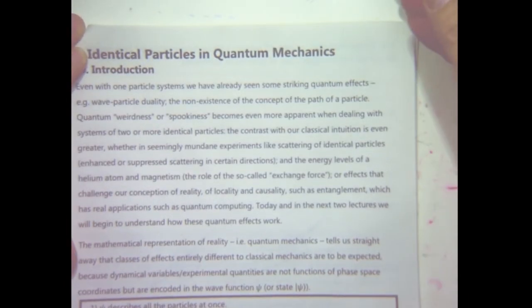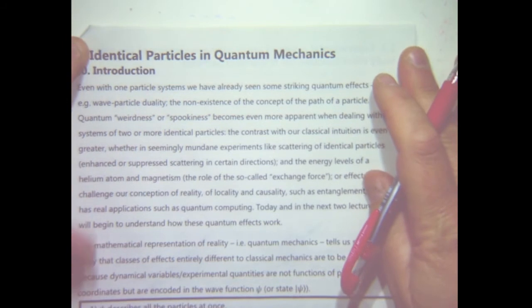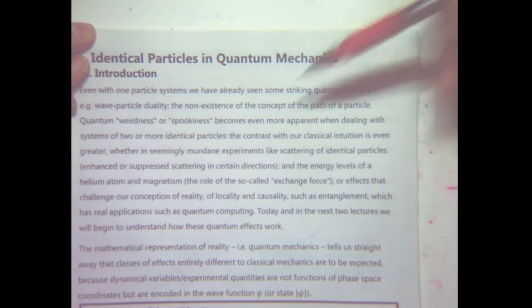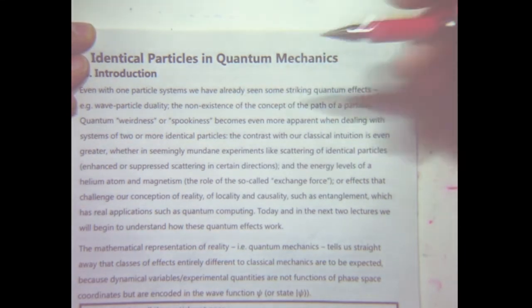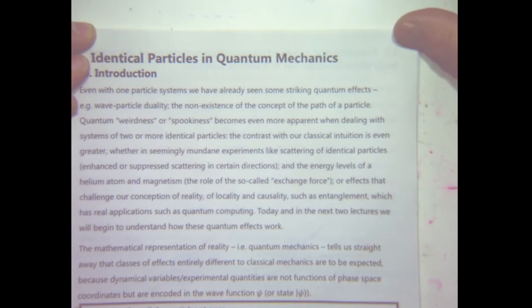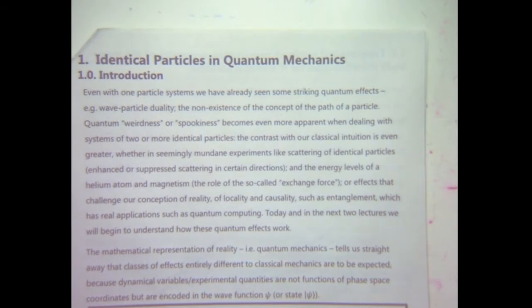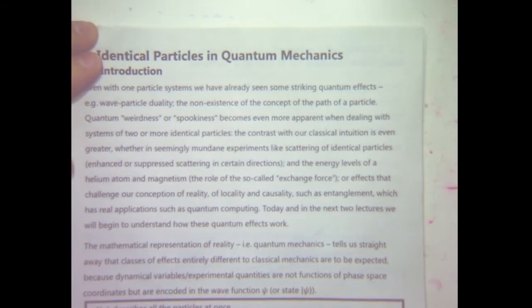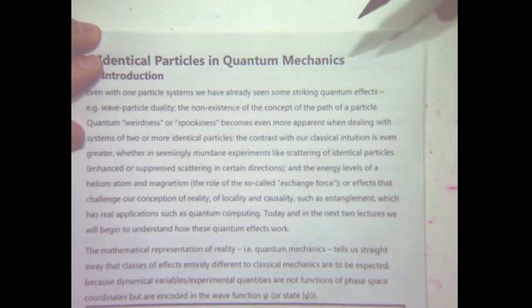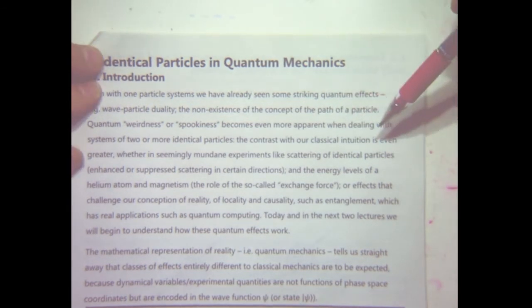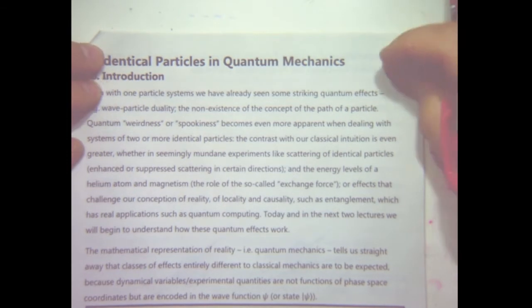So even with one particle systems, we've seen some pretty amazing quantum effects, such as wave-particle duality and the non-existence of the concept of a path of a particle, at least if it's not massive or moving slowly enough. But when you start considering two or more particles, then this quantum weirdness, or in fact spookiness, which is spukhaft, the word that Einstein used, comes out even more strongly. And the contrast with our classical intuition is even greater.